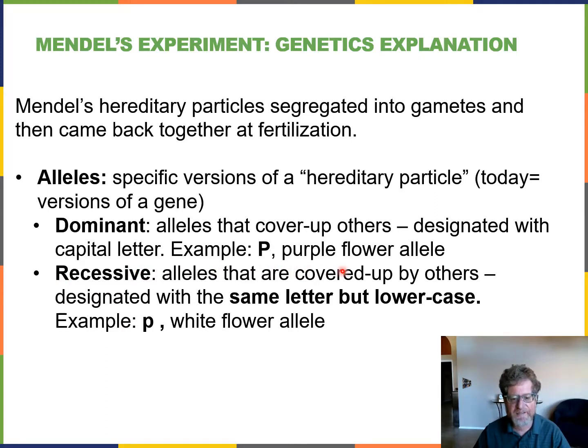Usually we take the first letter of the dominant allele, in this case purple, we make it a capital letter, and so we say the dominant allele is purple. We take that same letter and we put it in lowercase. So the white flower would be represented by a lowercase p.